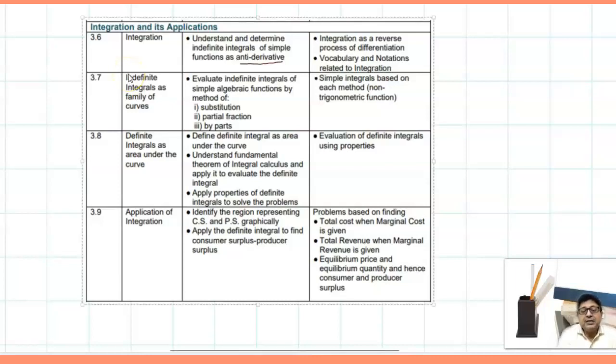Integration, what is the learning outcome from there? Integration as reverse process of differentiation, you will come to know vocabulary, notations related to integration, all these things you will come to know. And then indefinite integration as a family of curves. Whatever you get after using the process of antiderivative actually represents a family of curves. That I will also explain. And the learning outcome from here: simple integrals based on each method, non-trigonometric functions. They are mentioned clearly, no trigonometric function there.